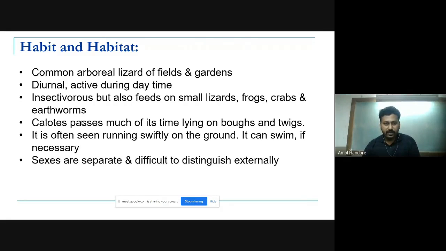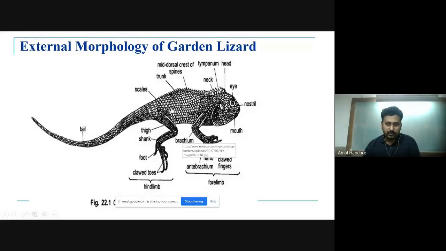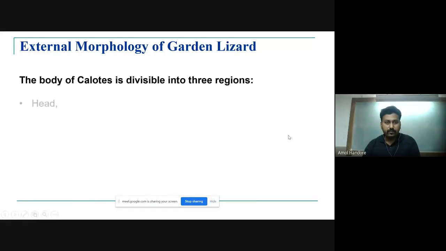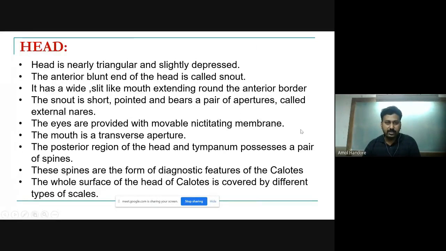It is very difficult to identify the male and female from sexual dimorphism or external morphology. Then we understood their shape, size and color. The males are more brightly colored than the females. We have understood the external morphology. The body is divided into head, neck, trunk and the tail. The tail is the largest part of the body. We understood the characteristics of the head.